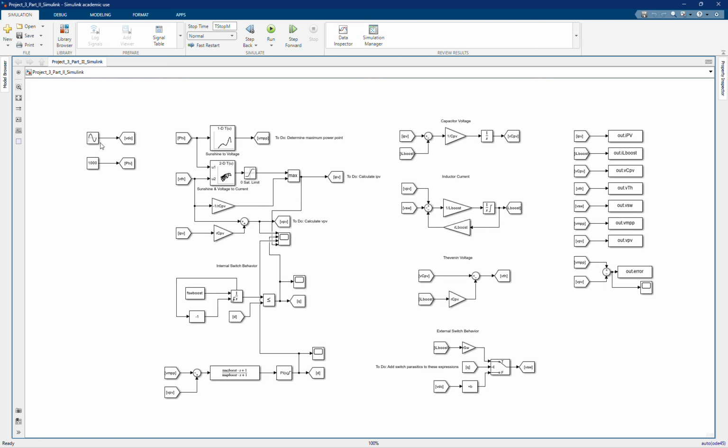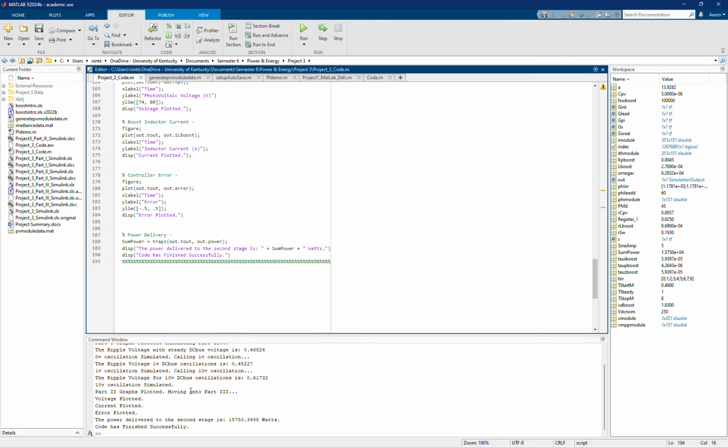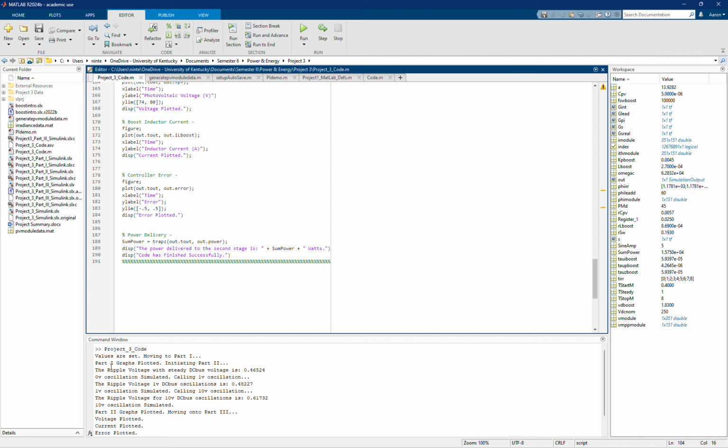The second portion has an oscillatory voltage bus, but it does have constant irradiance, which is why there's a constant 1,000 being fed into Phi. It's the same circuit over here. The only difference is now we're oscillating with VDC bus, and the results of which can be seen in the project document, but can also be seen down here, such as the ripple voltage with 0 oscillation, with 1 volt peak to peak oscillation, and with 10 volt peak to peak oscillation.